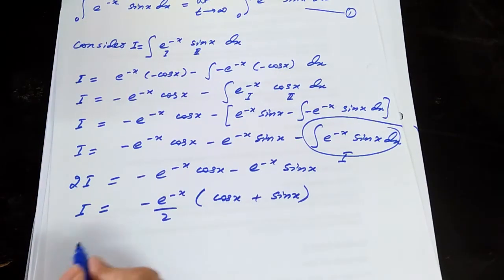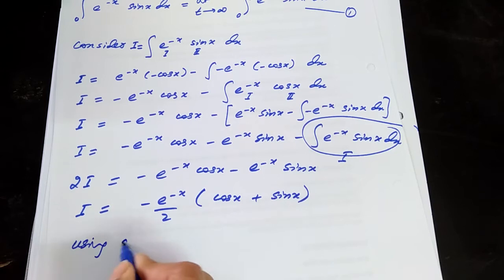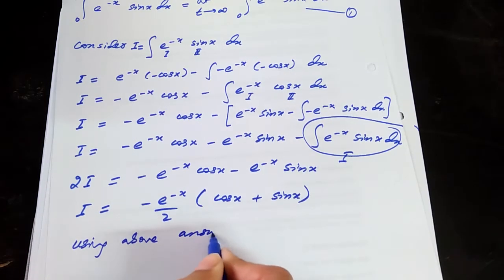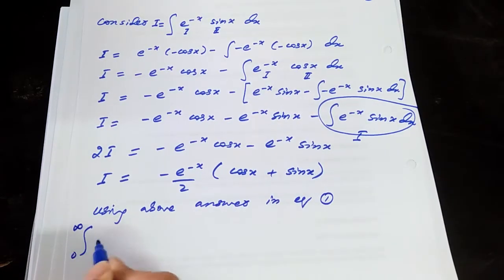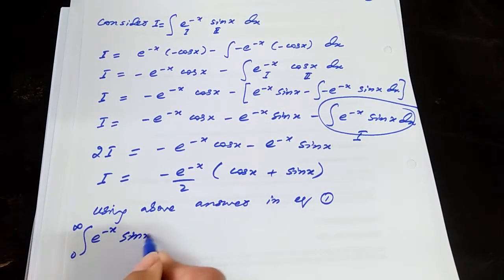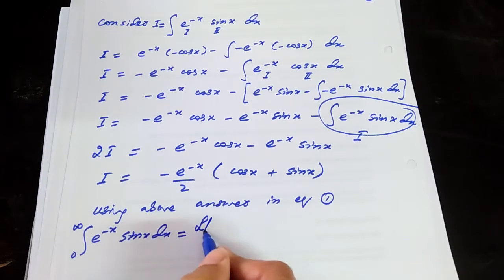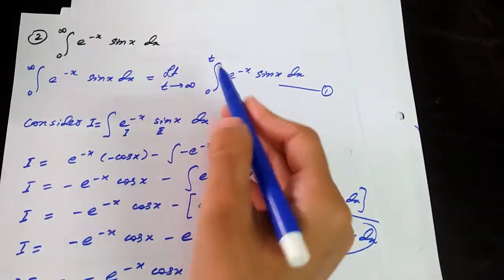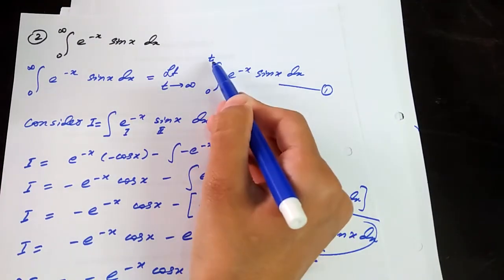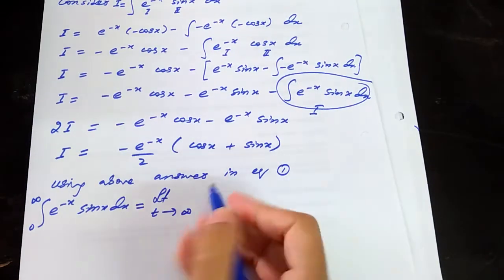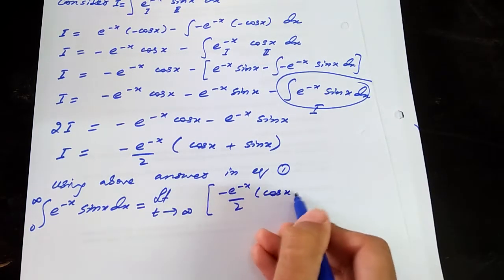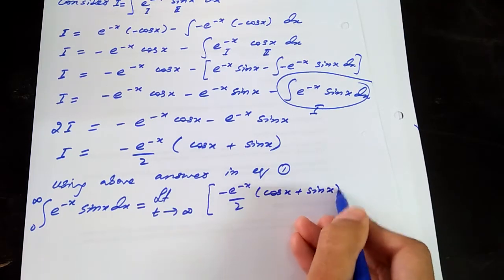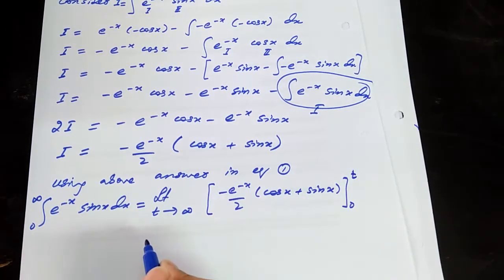Using the above answer in equation number 1, we will get integral 0 to infinity e raised to power minus x sine of x dx equal to limit t approaches infinity. Now you see here we have limits of integration as well. So write that function and first apply the limits of integration on it, that is from 0 to t.